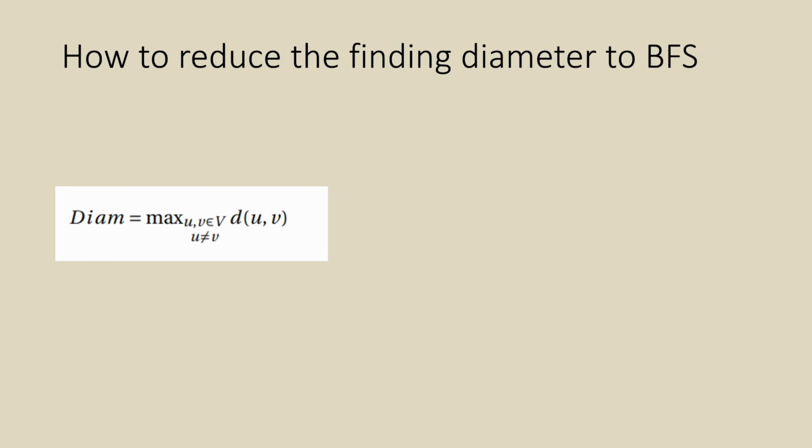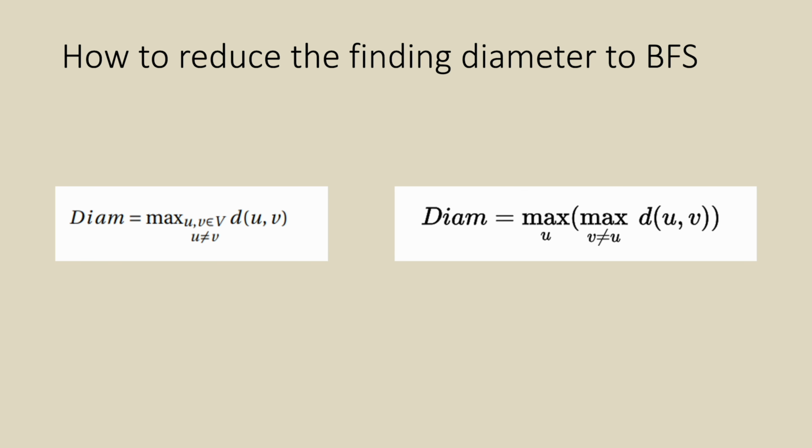Now I'm going to separate the formula of diameter to make it easier to see what we need to do to reduce the diameter to distance BFS compute. Here we can see we pick vertex u in our outer max, and in inner max we want to find the maximum of all the distances from u to any vertex v different from u. And this is literally computing the distance from the given vertex u to all the vertices.